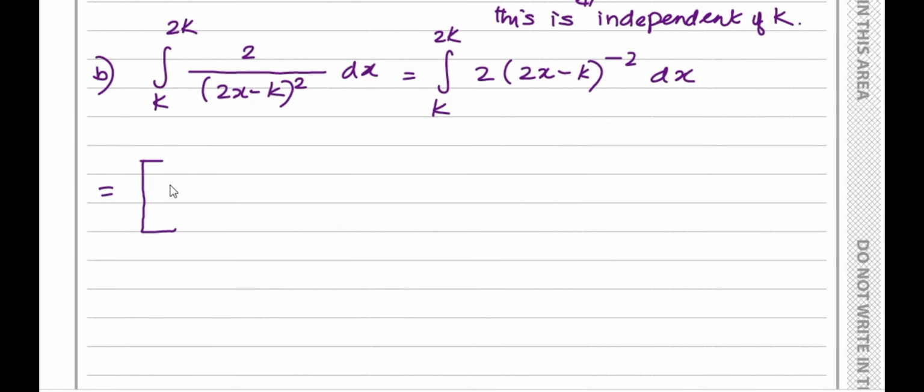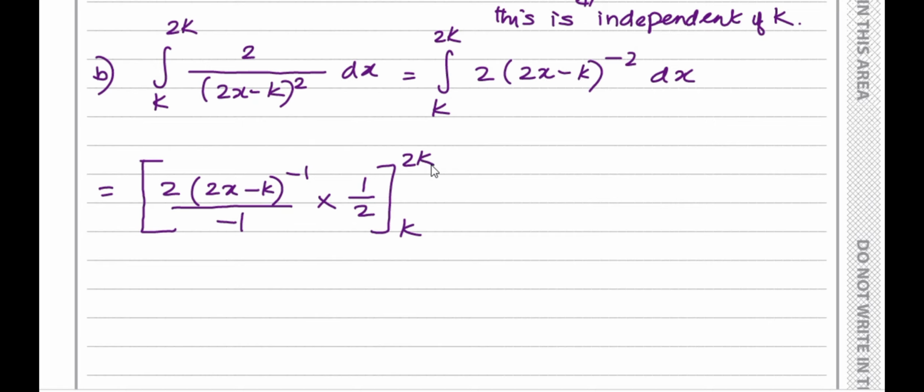So what do you write here? 2 times (2x minus k) to the power of minus 2 plus 1, which is minus 1, whole divided by minus 1. Again we have to account for this 2x, so we need to multiply by half, between k and 2k. Let's simplify this inside before we evaluate it. Okay, so this 2 and that 2 will cancel. There is a minus sign here, so minus (2x minus k) to the power of minus 1 between k and 2k.